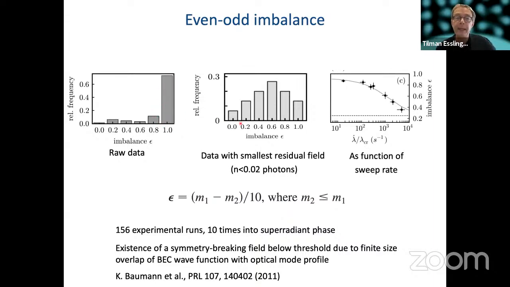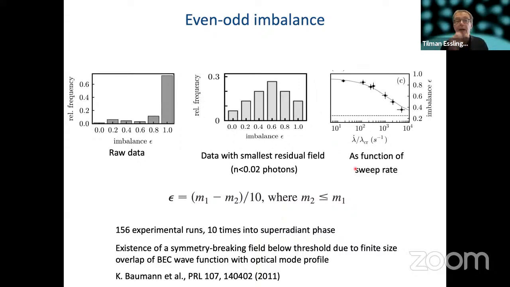Since there can be residual light field scattering, we post-select the data where the cavity field goes down to below 0.02 photons on average in between our data sets. Then we see a fairly balanced distribution. And then we can also look at it as a function of the sweep rate. And that was exactly the question.